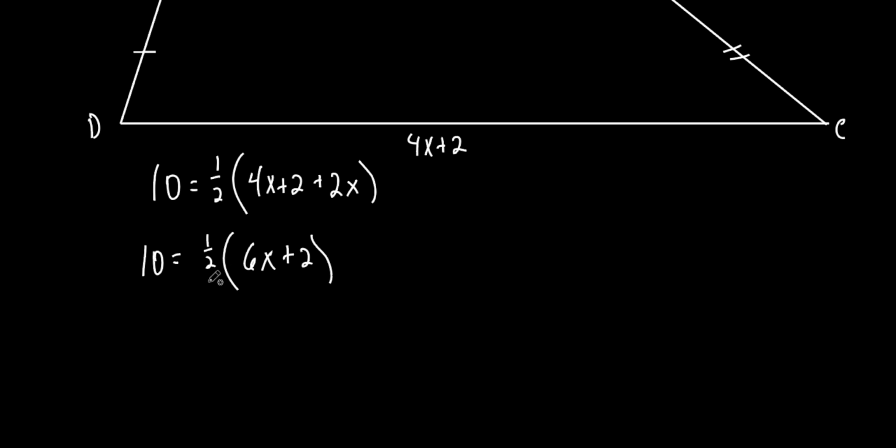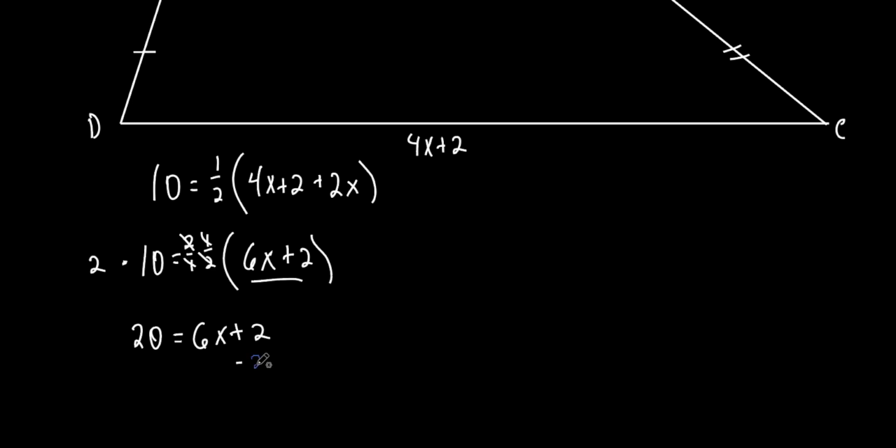How do I get rid of a fraction that's being multiplied? I multiply by the reciprocal. Okay? All right? So I got a 1/2. How do I get rid of it? I multiply by 2. So what do I do over here then? Multiply by 2. What happens? 2's cancel, 1's cancel. I got rid of that half, didn't I? All right, so what do I got here? 2 times 10 is 20 equals 6x plus 2. Now, that looks a little more normal, doesn't it?